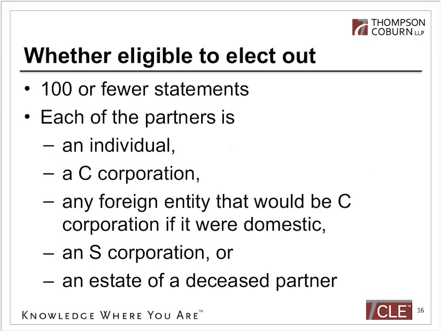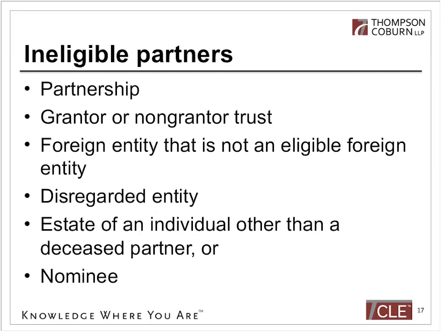So each of the partners must be an individual, a C corporation, a foreign entity that would be a C corporation if domestic, an S corporation, or an estate of a deceased partner. A partnership is not an eligible partner. A trust is not an eligible partner. Even if it's a revocable trust, it's not an eligible partner. So even if you're using the grantor Social Security number, it is not an eligible partner.